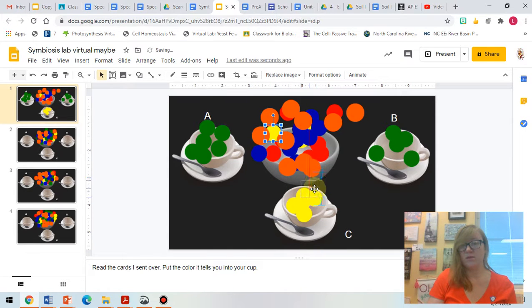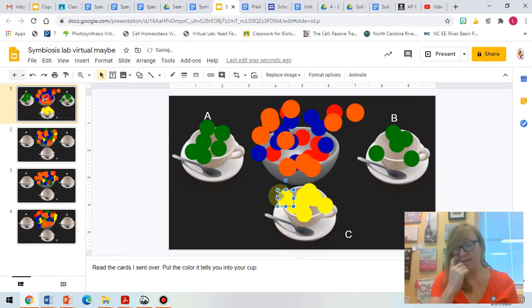Okay, I can take more than 6. I can take however many I want. I can take all the yellow that are there. So, yellow. Okay. So that's the lab part of the lab.